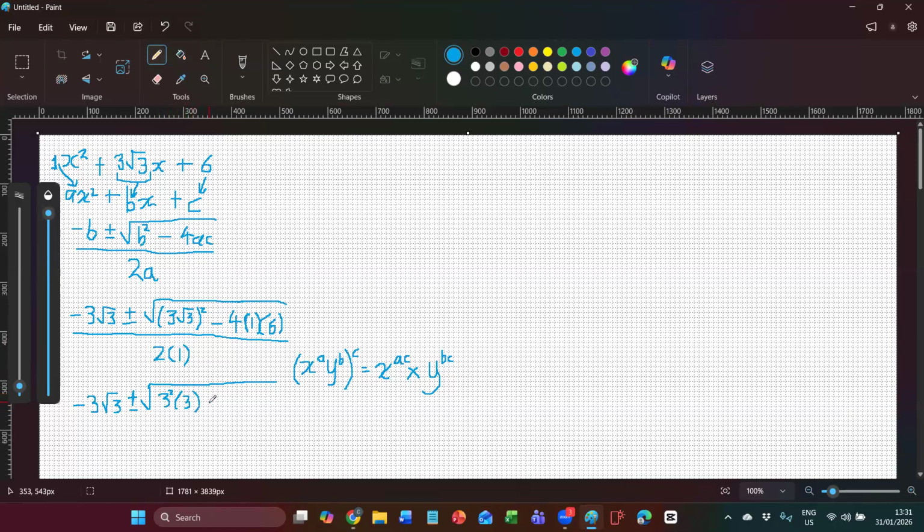Which is already looking like 27. Now, I'm sure you understand why it is 3 on this side. When you square a square root, it takes off the square root. Or if you want to look at it another way, multiplying the half, yes, it becomes 1. So it's out. And then on this side, we have 24.